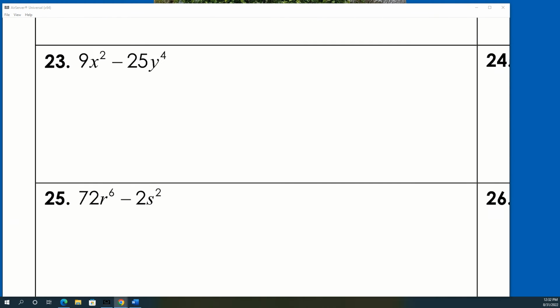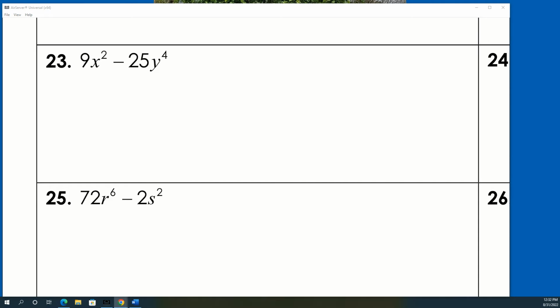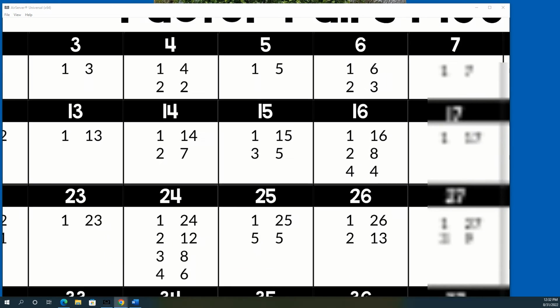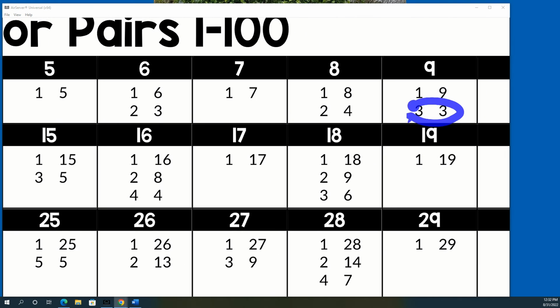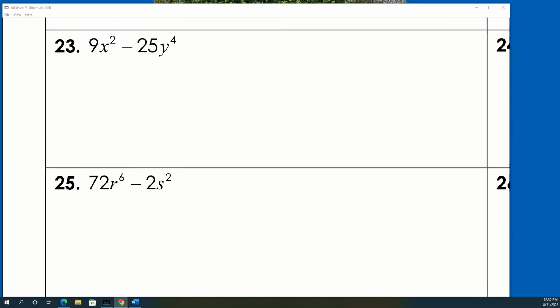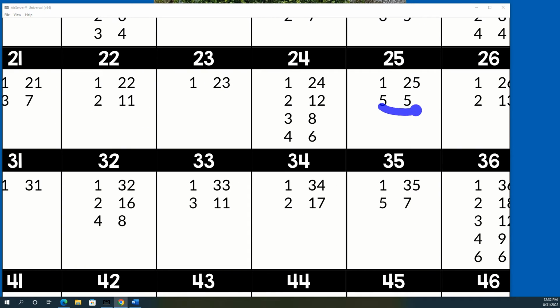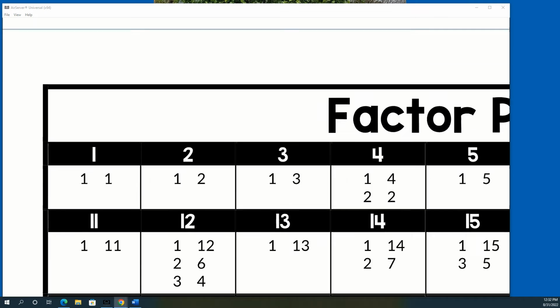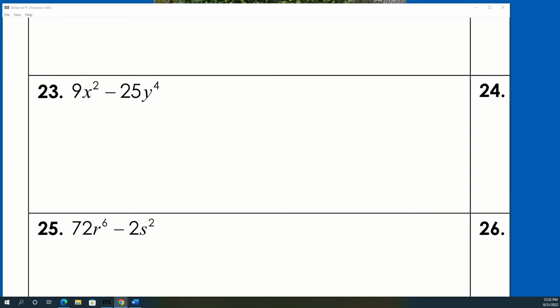All right, then this one. 9 is a perfect square. We can double check it by looking at 9. 3 times 3 is 9. 25 is a perfect square. We can double check it. And it's subtraction, so we can factor it by doing our 2 parentheses. Now, the square root of 9x squared is going to be 3x. Right? We know the square root of 25 is 5.